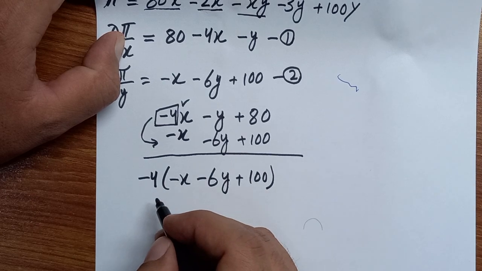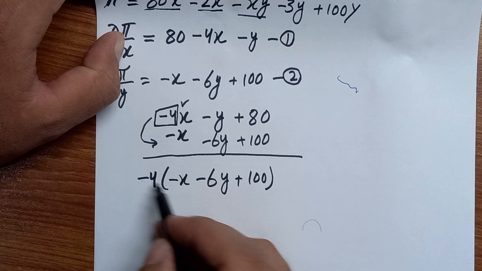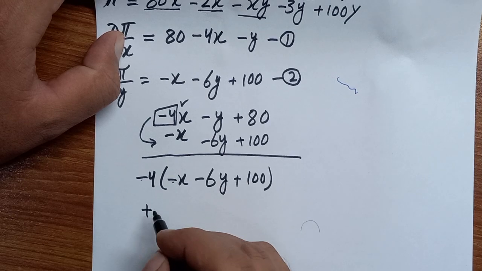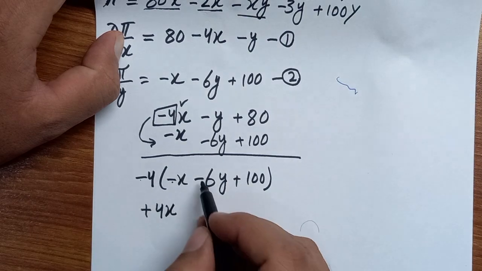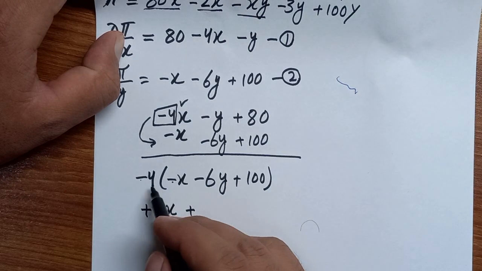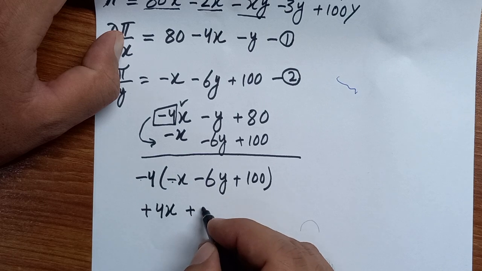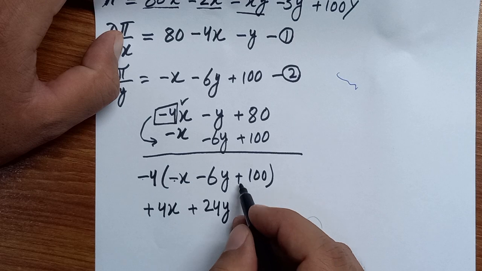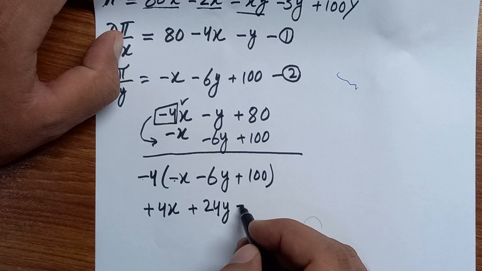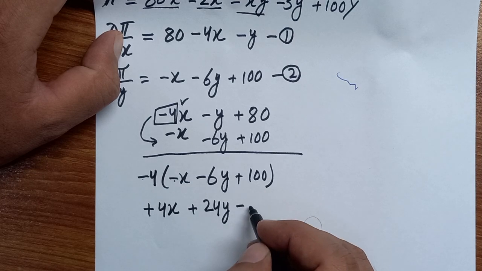Now the sign will be changed. Here we have minus into minus, it will be plus 4x. Minus into minus plus, 4 6s are 24y, and here we have minus 400.